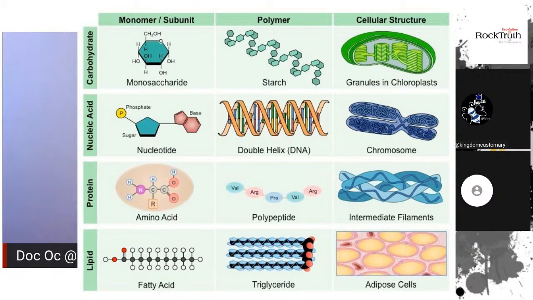And then the cellular structure, because starches are only found in plants. You're not going to find starches in anything animal based, anything that has a heartbeat and doesn't do photosynthesis. So starch is a sugar product of photosynthesis, and it is stored in granules in chloroplasts. So that is the cellular structure where the polymer starch is found in plants.